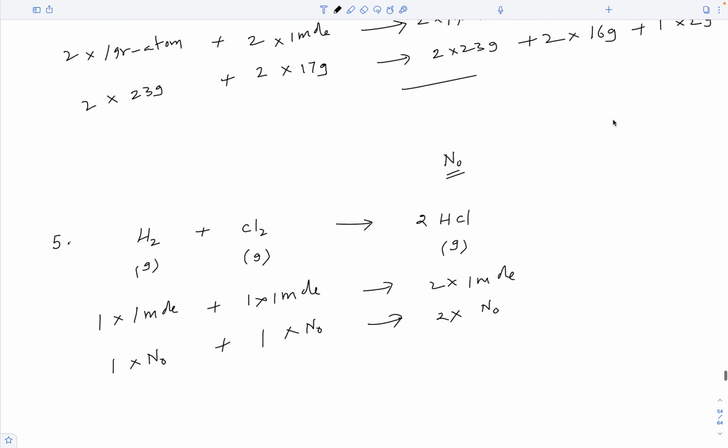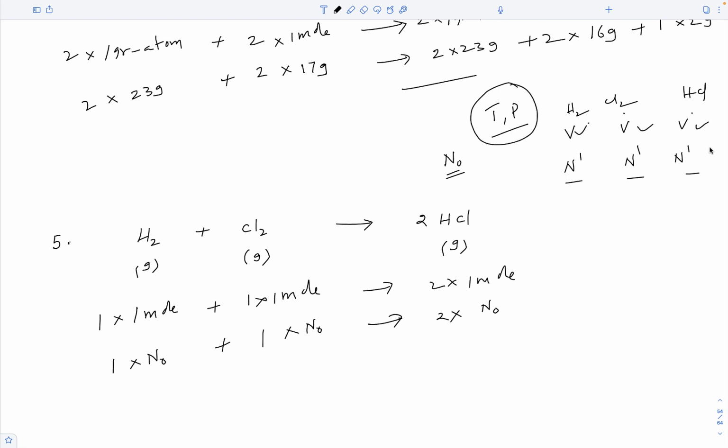Now, according to Avogadro's law, if you take equal volumes of different gases at the same temperature and pressure, they contain equal number of molecules, then the converse also must be true, right? If you take equal number of molecules of different gases at the same temperature and pressure, they must have equal volumes. Here, all the reactants and products are at the same temperature and pressure.